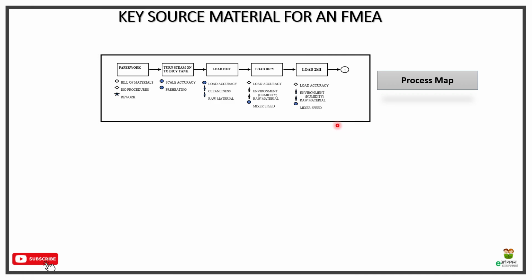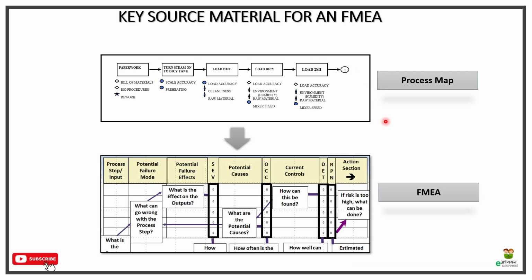What we basically need for carrying out FMEA is a key source material: a process map that defines all the input processes. Then we carry out the FMEA.